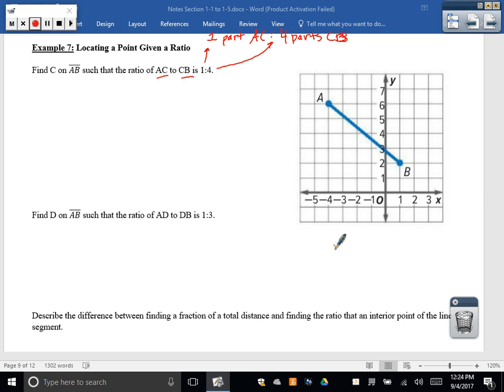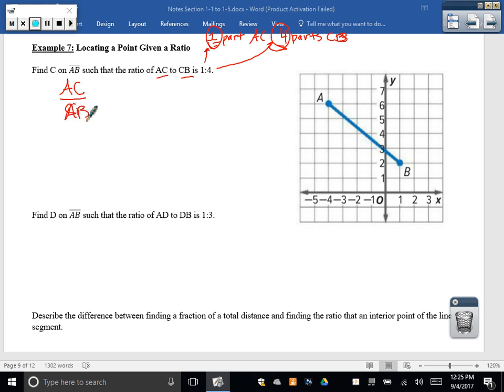Love technology. All right, so how do we figure out where this point is located? Well, what I want you to write down is this. If we're going from A to B, I want to know how many total parts are contained on that line segment if I have 1 part AC and 4 parts CB. Well, if I add those two together, there are a total of 5 parts along this segment right here. 1 part up here and 4 parts down here. And so what I'm going to write down is this. If I want to know where that point is located, I'm going to put the AC to CB, or to AB.